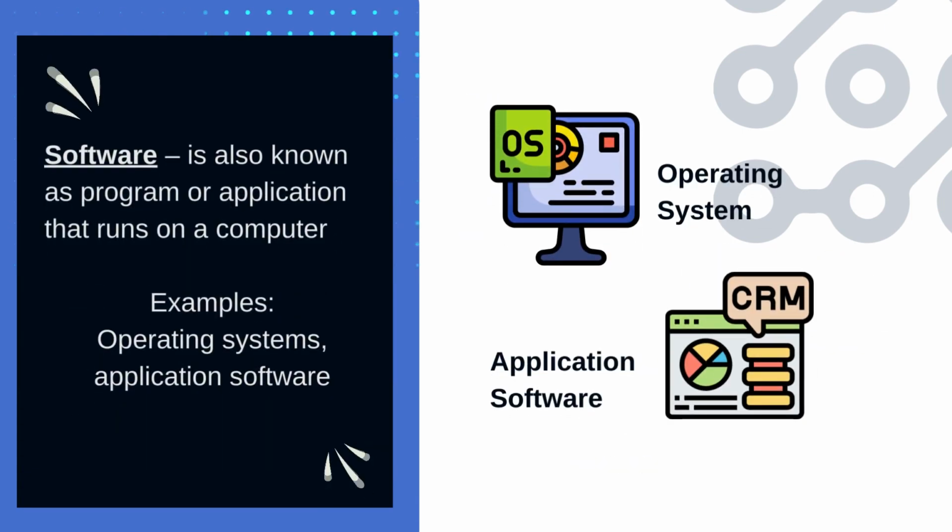Next, we have software. This is also known as a program or application that runs on a computer. Examples are operating systems and application software. It also enables the computer to perform a specific task. Just remember that the parts of a computer that can be touched are called hardware, while the parts of the computer that cannot be seen or touched are called software. But to make the hardware work, you will need software in it.